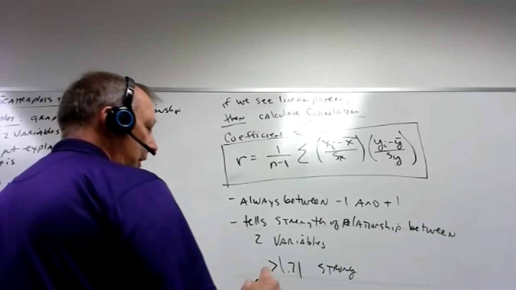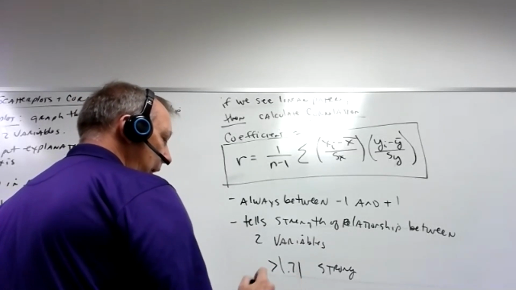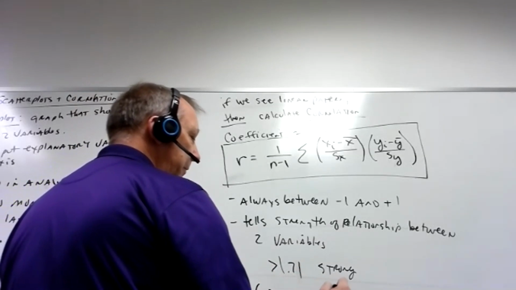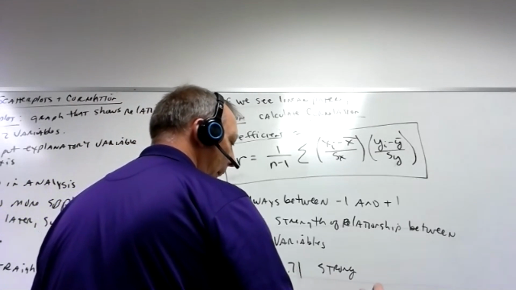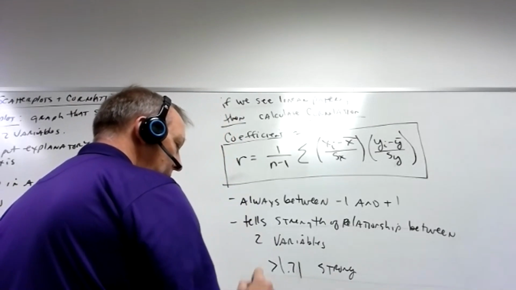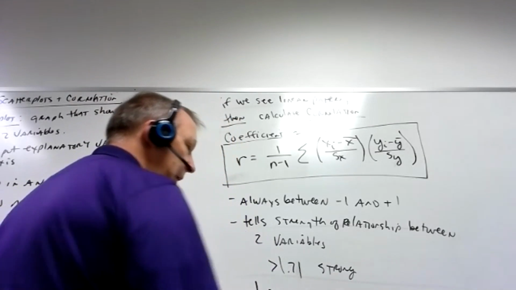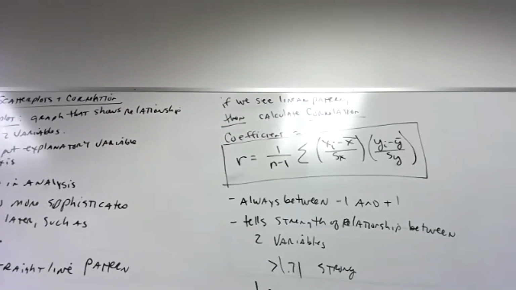Then 0.3 to 0.7, absolute value, that's going to be moderate. And if it's less than 0.3, we're going to call that weak. And I'm talking about the absolute value. Okay?